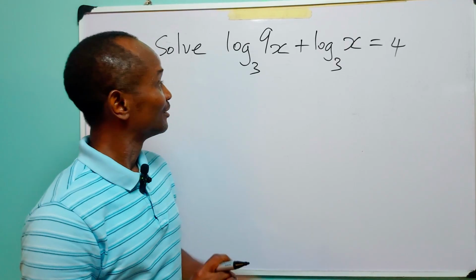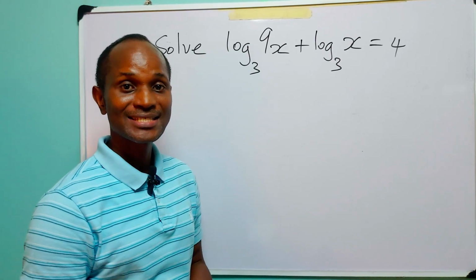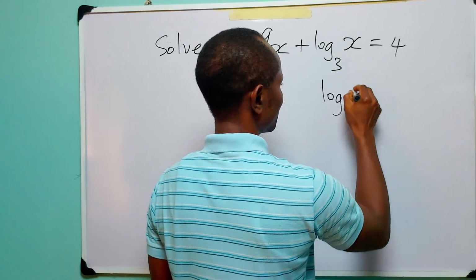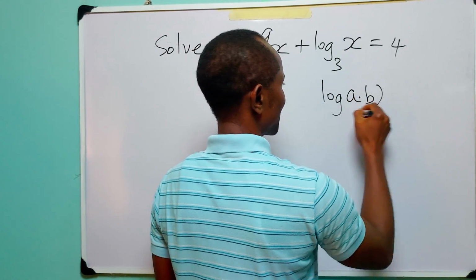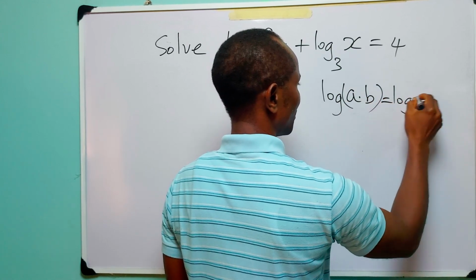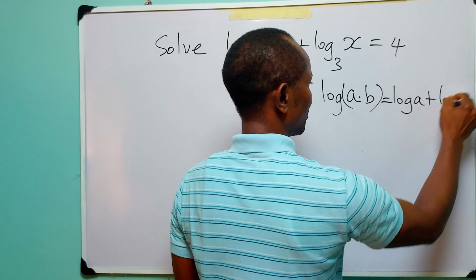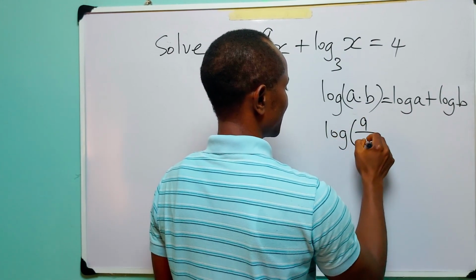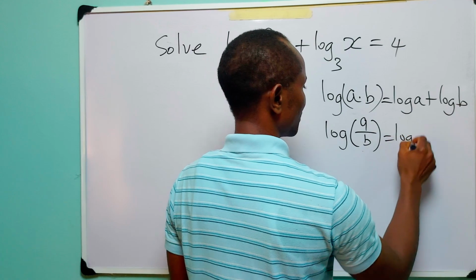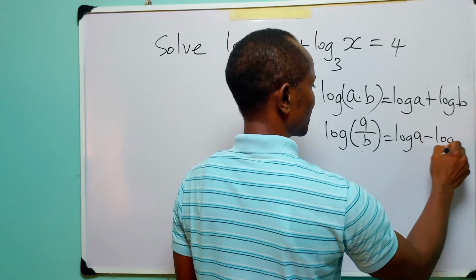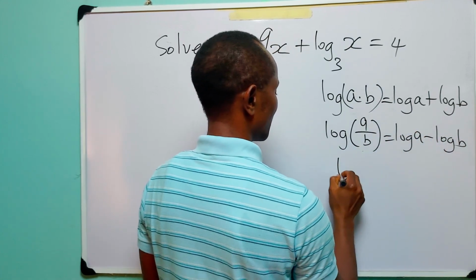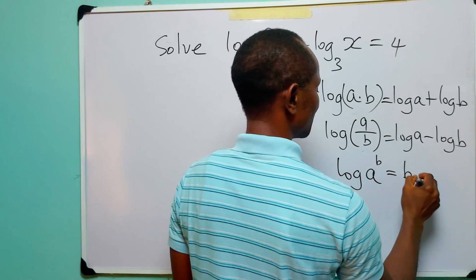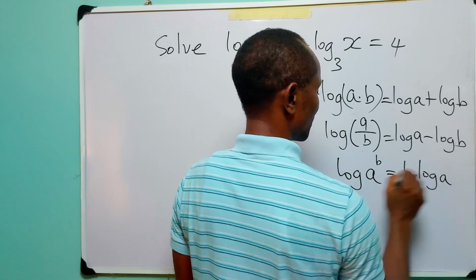Hello and welcome. Before we solve this equation, let us quickly list the laws of logarithm. Now we know that log of A multiplied by B is equal to log A plus log B. Log of A divided by B is equal to log A minus log B. Log of A to the power B is equal to B multiplied by log A.